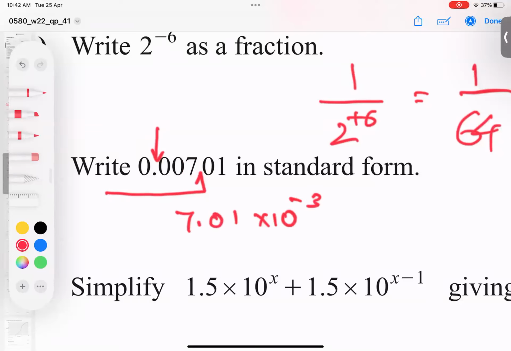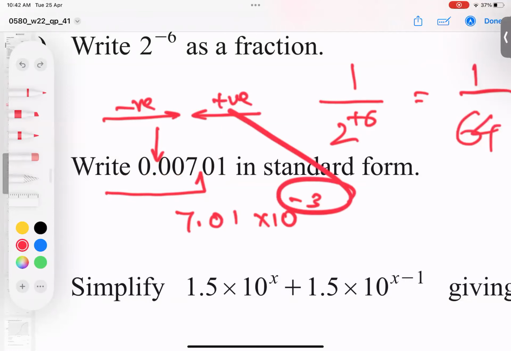And this is our answer. Why 3? Because 3 jumps are there. If the decimal goes this way, it is a negative jump. If the decimal goes this way, it is a positive jump. So make sure, now the decimal moves from left to right, so negative sign. That is why negative 3 comes here.